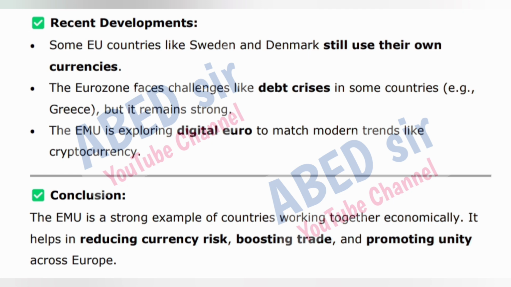Conclusion. The EMU is a strong example of countries working together economically. It helps in reducing currency risk, boosting trade, and promoting unity across Europe.